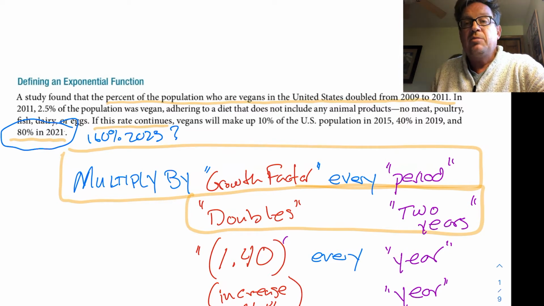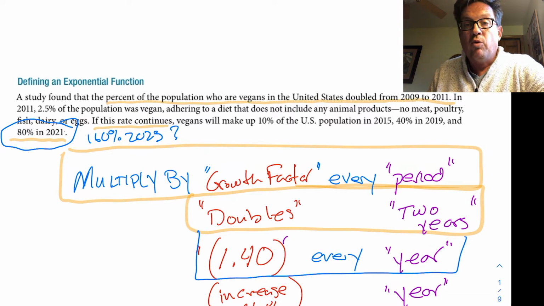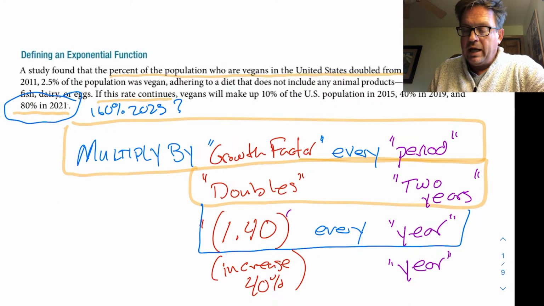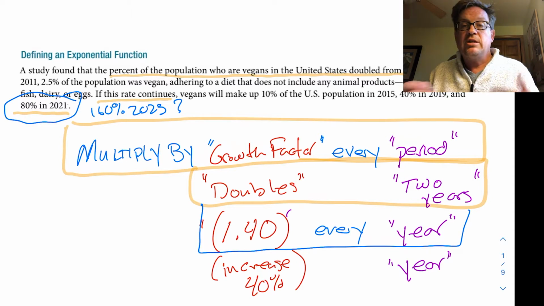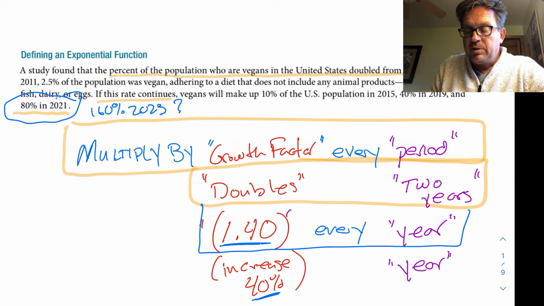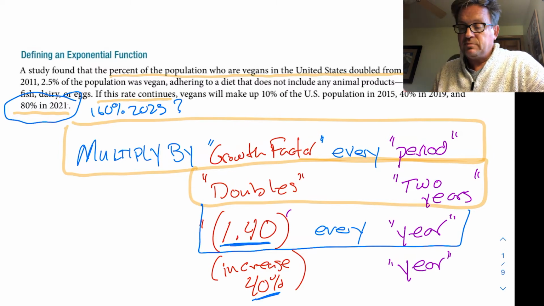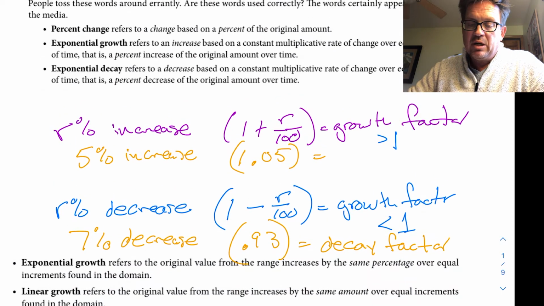And so what you can do is think about exponential functions as anything that can be described as increasing by multiplying by something every so often. So it might double every 2 years. It might increase by multiplying by 1.4 every year. And that's an increase of 40%. So often it's a percent increase each year. And if it's 40%, then you'll be multiplying by 1.4, which is 100% plus 40%. So we'll talk about that more.